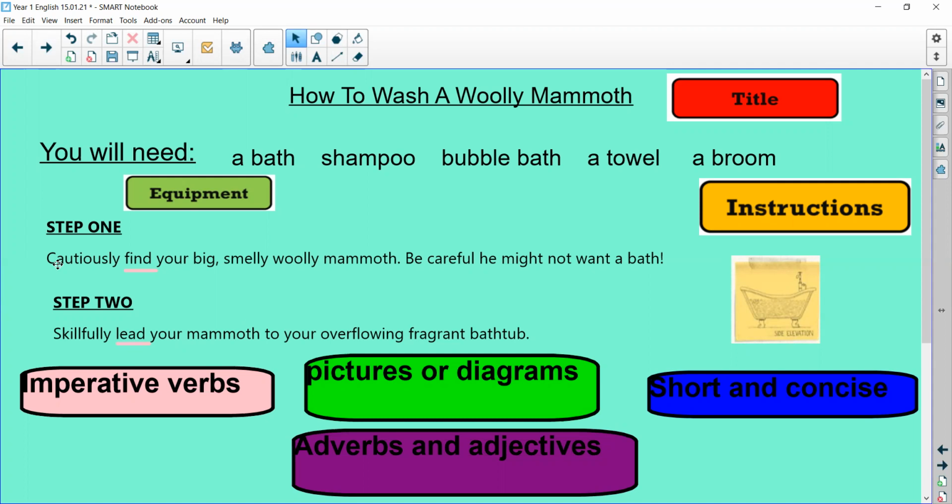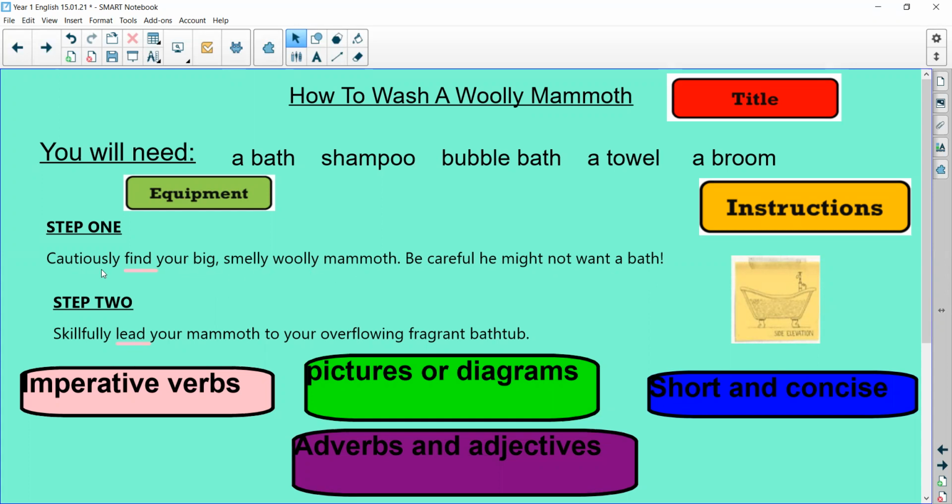So what features can you see here? You're right, I can see that I have started with an adverb. Here is my imperative verb, my bossy verb, find. Cautiously find your, what do I have here? 3 of them in a row. That's right, adjectives. Big, smelly, woolly mammoth.